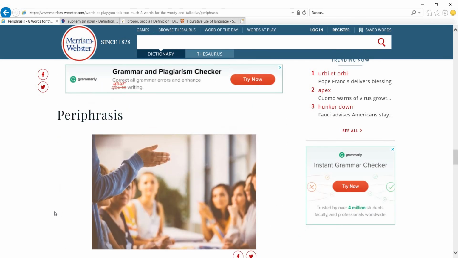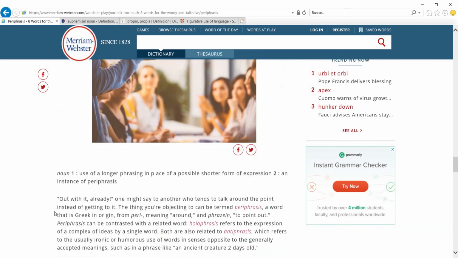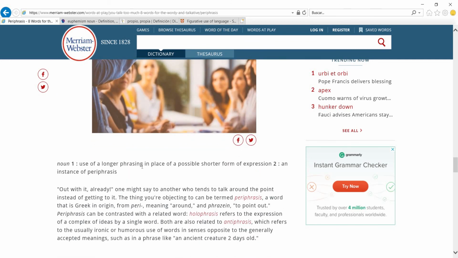I want to go back to periphrasis because it says here that it's the use of a longer phrasing in place of a possible shorter form of expression. And that's because later we're going to talk about periphrasis or paraphrasing language, right? Which is what we did at the very beginning with liberal or with agony. Don't prolong the agony, don't make it longer, okay?